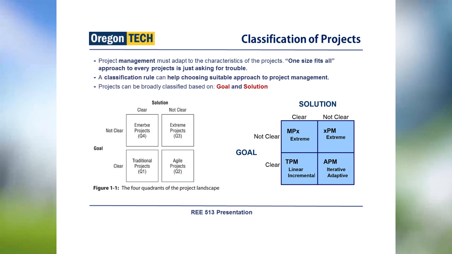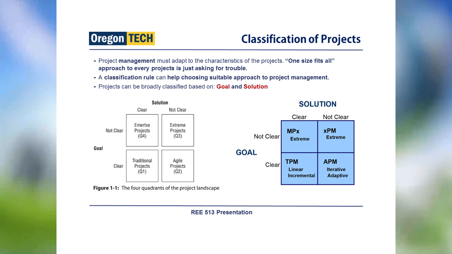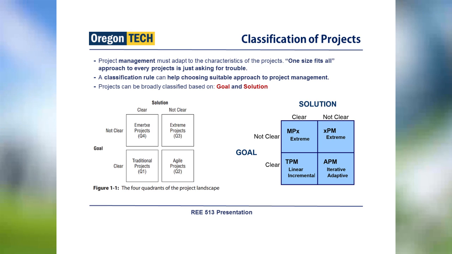Projects can be broadly classified into four categories based on goal and solution. For example, the traditional project in Q1 has a clear goal and clear solution. This project can be house building or anything that you know what to do and how to do it. The Agile project has a clear goal, but the solution is not clear.